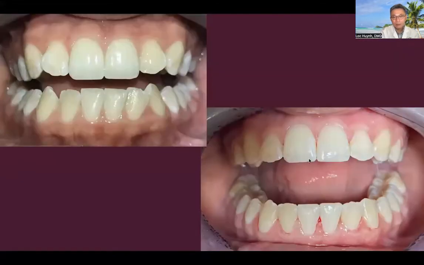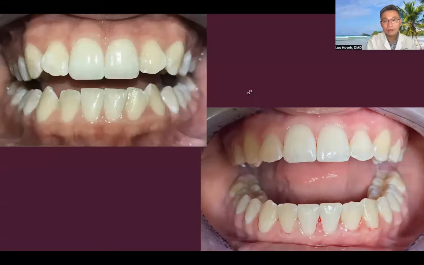Before and after. I would say the most important thing for us is correcting the occlusion of the patient to prevent the patient from further damaging their enamel in the long term. She was only 16 years old. So look at how much improvement. This is the before and this is after, how straight it is.